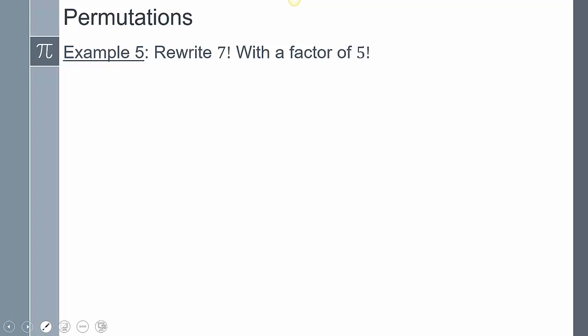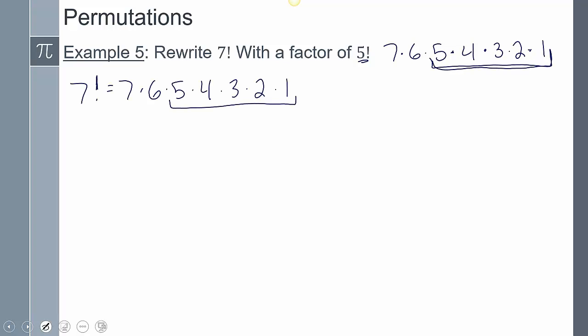So example number 5, it says rewrite 7 factorial with a factorial of 5. Normally, this is going to be 7 times 6 times 5 times 4 times 3 times 2 times 1. Well, I want to write it with the 5 factorial, so I want to keep this portion here. I could rewrite that portion as 5 factorial. And so I just replace it with 5 factorial, and it answers the question.